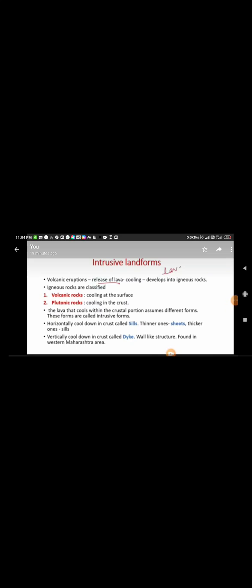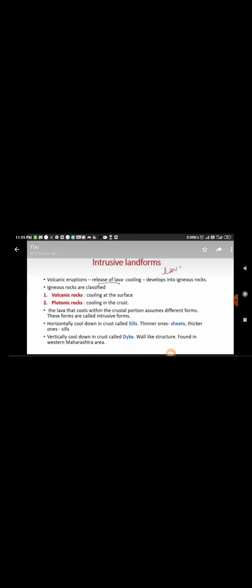Volcanic rocks are those rocks which are created due to the cooling of magma at the surface, and plutonic rocks are those created because of cooling of magma inside the crust. The lava that cools within the crustal portion assumes different forms. So we are basically going to learn about the plutonic rocks, which are cooled underneath the surface of the earth. Those cooled down horizontally in the crust are called horizontal rocks.